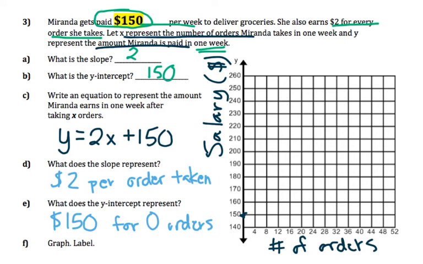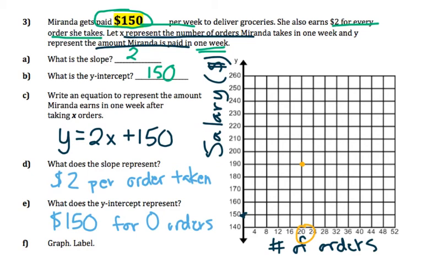If you look on the x-axis, 20 is on here. You can see here. So I'm going to use 20 orders taken. So 20 times 2 is 40, and I add that to 150. So I'm going to go up 40 to 190 and over to 20. And that would be our next point. That would be easy to find.